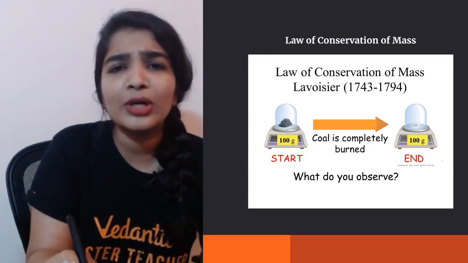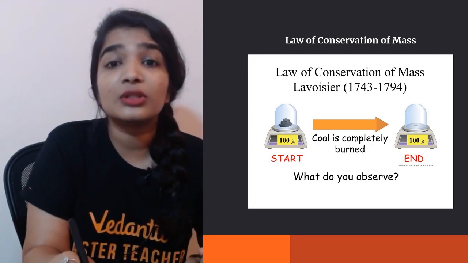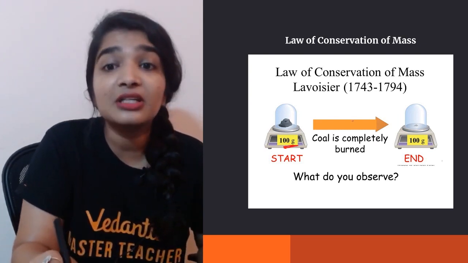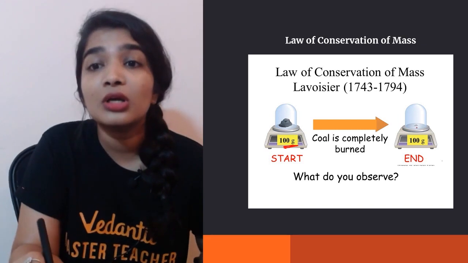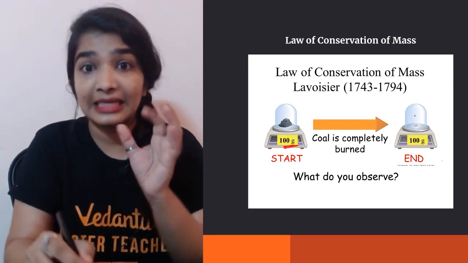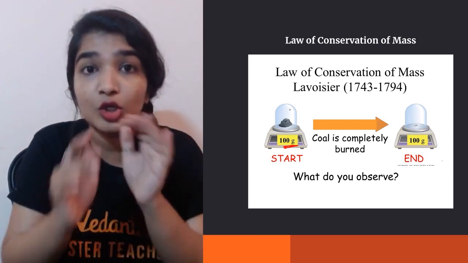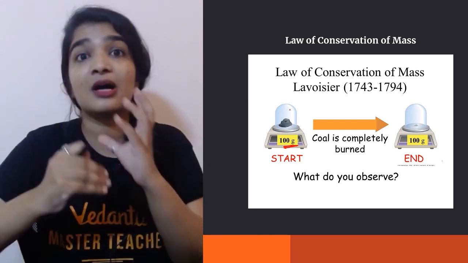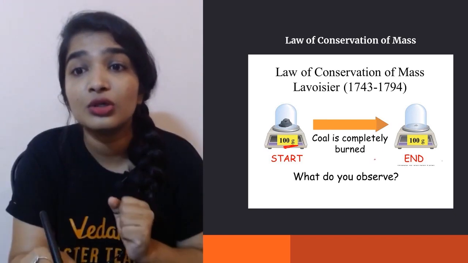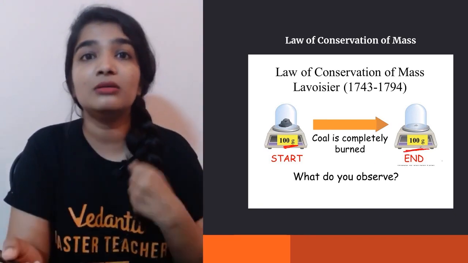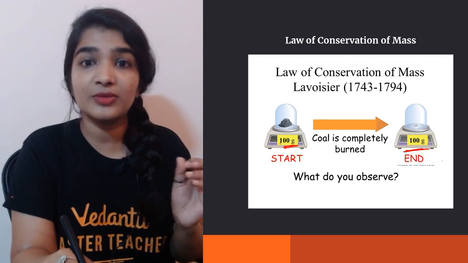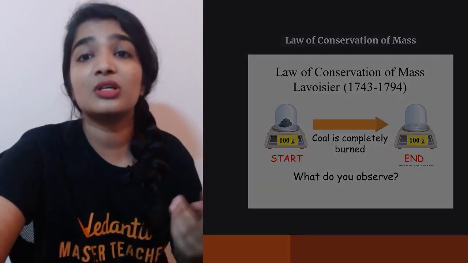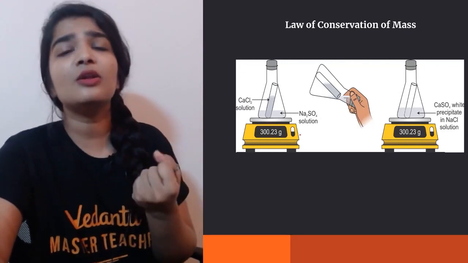See, you have coal here. This is the reactant, it weighs 100 grams. And then after complete combustion of coal, you are doing it in a closed container so that nothing is escaping. So we are considering the mass of the gas carbon dioxide also. That is also 100 grams only. So what did you observe? Mass of reactants is equal to mass of products, no? This is the law of conservation of mass.